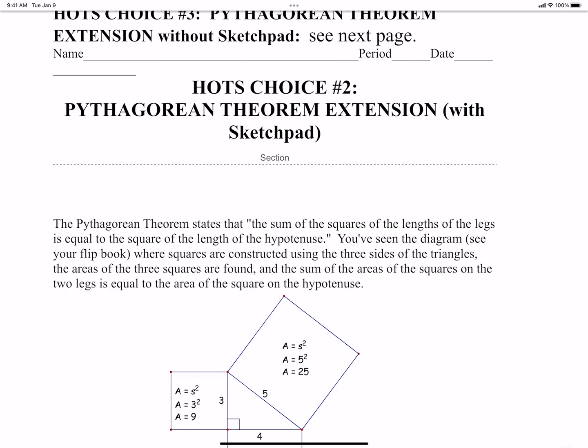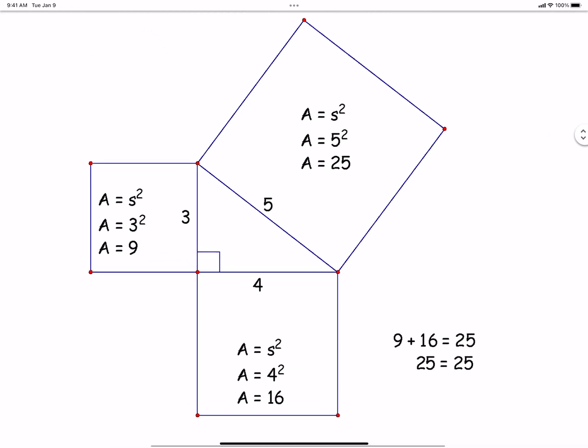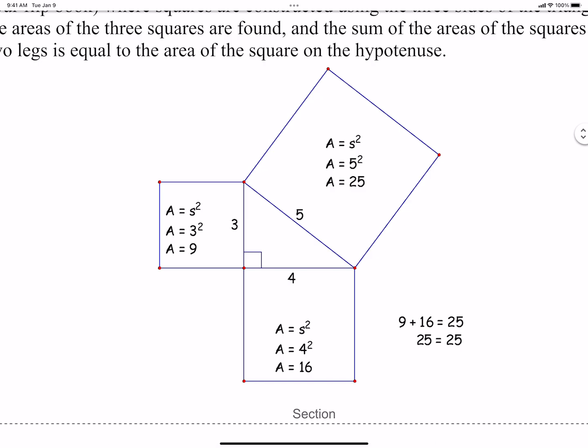Hello guys, this is a tutorial on how to do these constructions on GeoGebra. This is if you choose option 2, the Pythagorean theorem extension. So I'm going to go through and construct the very first one to give you an idea how to do it correctly so you don't get any points penalized.